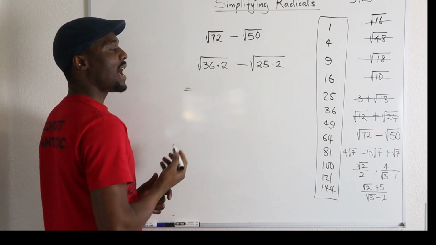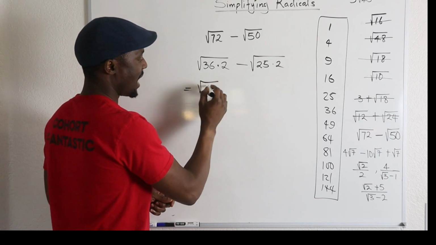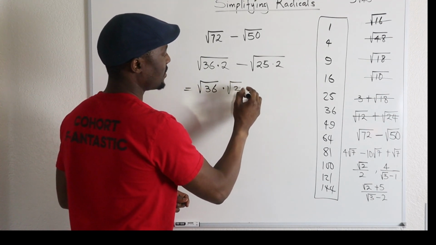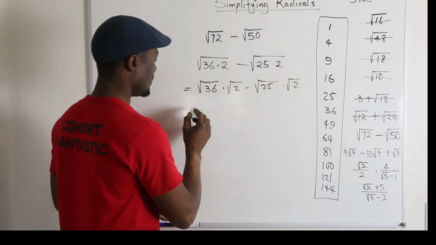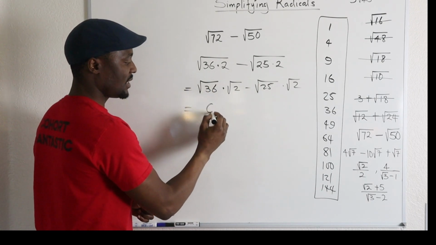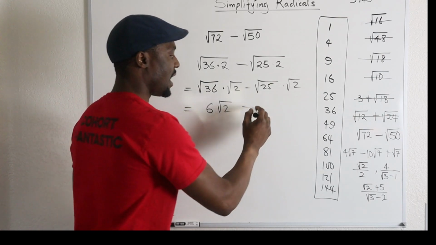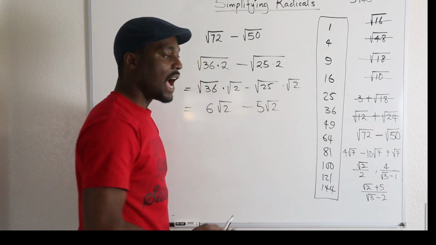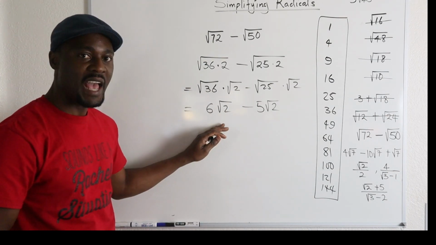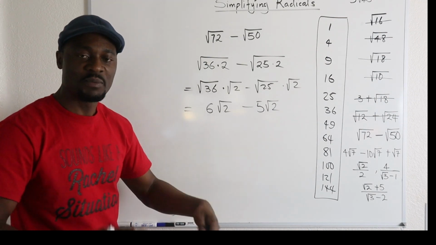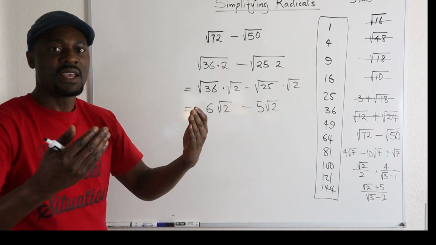So this gives me rad 36, rad 2 minus rad 25, rad 2. The square root of 36 is 6, so 6 rad 2, and this would be the same thing as 5 rad 2. Now, this you can do something about because they are the same. It's like saying 6x minus 5x. So your answer will be x. In this case, 6 rad 2 minus 5 rad 2, your answer is going to be rad 2.